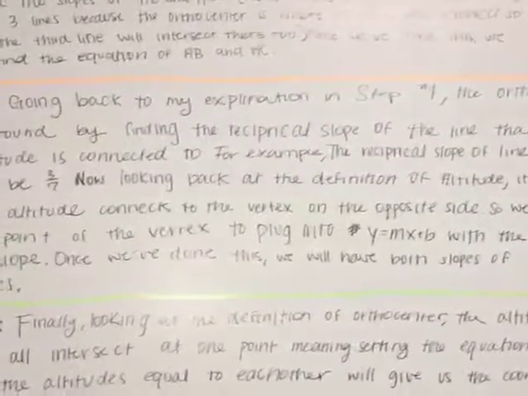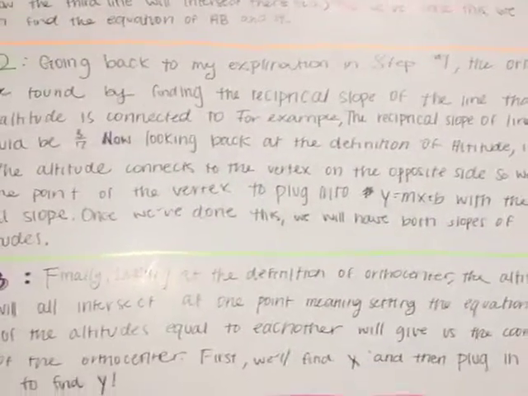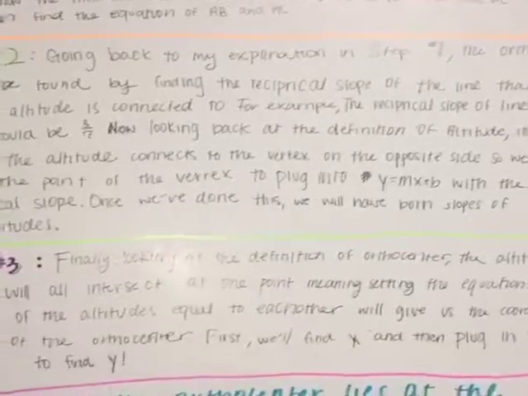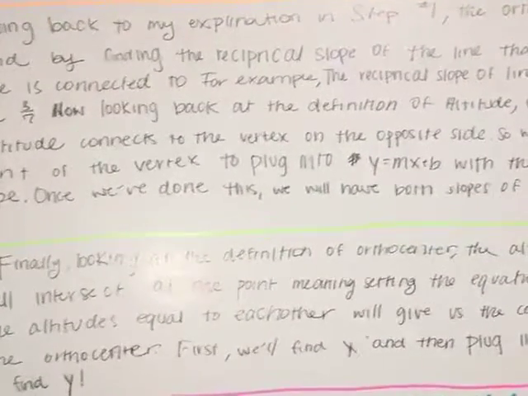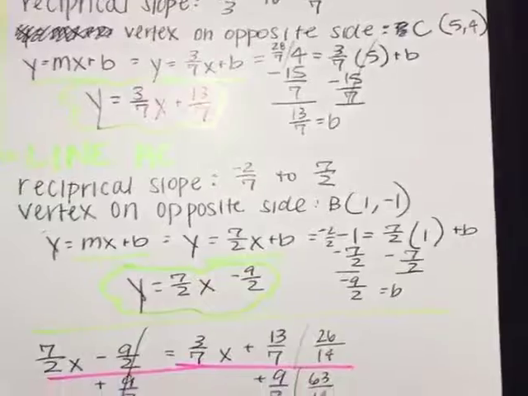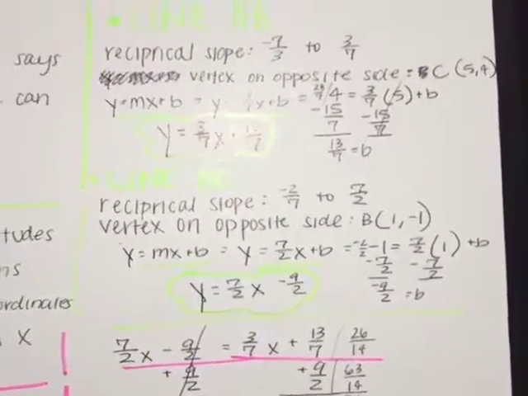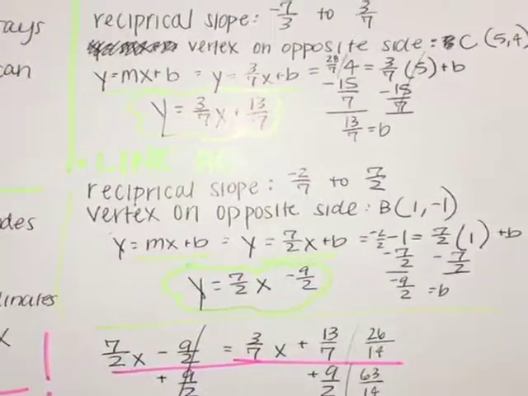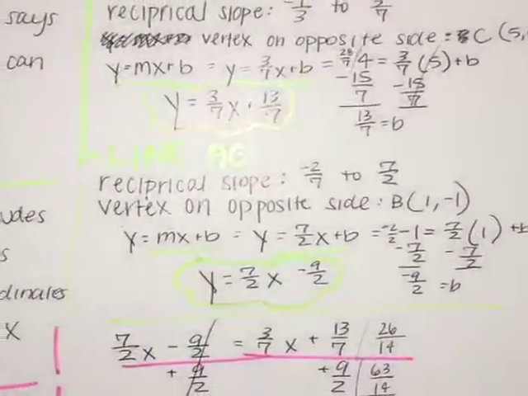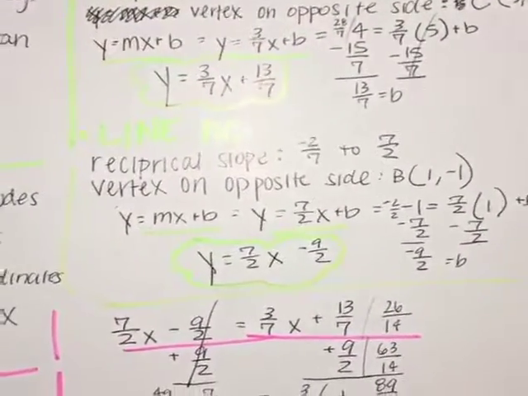Now looking back at the definition of altitude, it says that the altitude connects to the vertex on the opposite side. So we can use the point of the vertex to plug into y equals mx plus b with the reciprocal slope. Once we're done with this, we will have both slopes of the altitude. So for line AB, the reciprocal slope would be 3 over 7, and the vertex on the opposite side is C, which is 5 comma 4. So when I plug in 5 comma 4 into the equation, I get y equals 3 over 7 x plus 13/7.